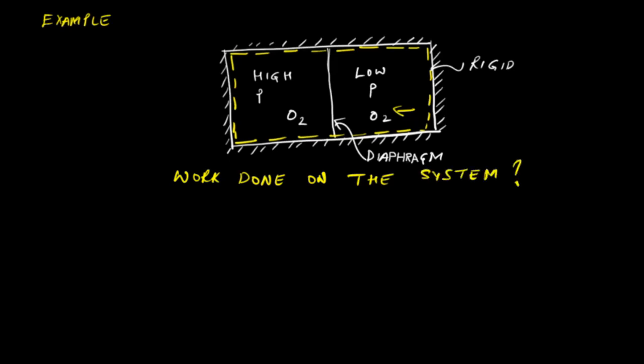And you can ignore the work that is done to remove this diaphragm. After the diaphragm is removed, you can tell me what is the work done on the system, provided that the walls of this cylinder are rigid. So you can answer this question in the comment section below. With this, we have come to the end of the discussion of work, and we'll now discuss heat in the next lecture, and thereafter we'll be able to introduce the first law of thermodynamics.